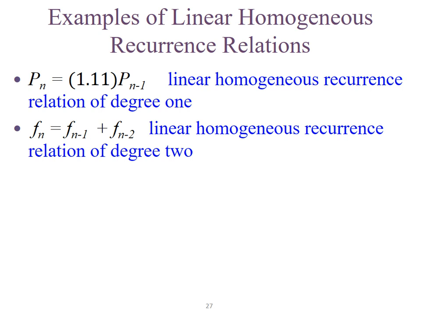For the Fibonacci number, we can see Fn equals Fn minus 1 plus Fn minus 2. So we use the previous two terms. So we call this a recurrence relation of degree 2. It's also linear homogeneous.